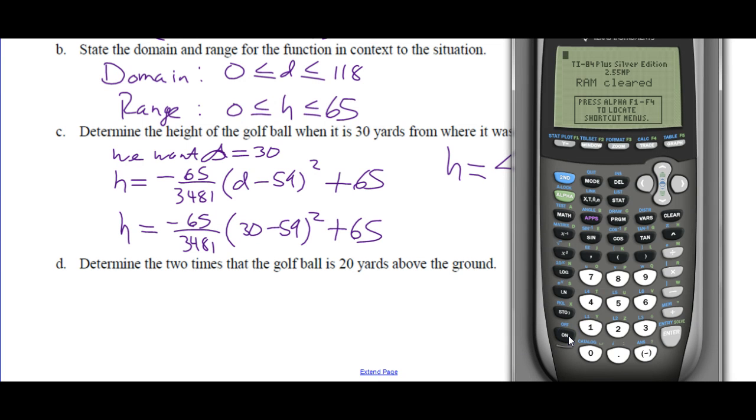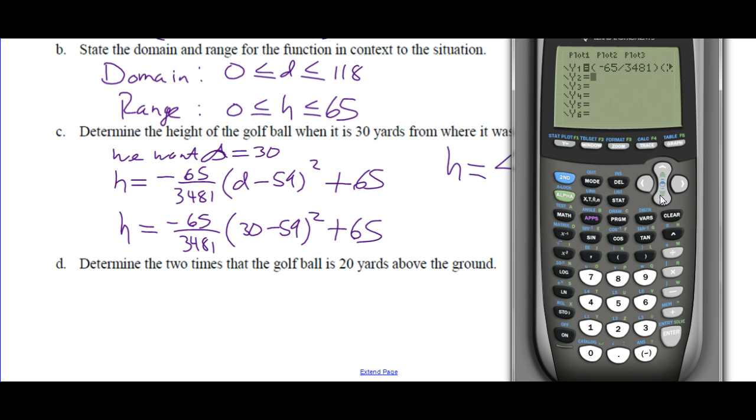Go in, turn this thing on, go to y equals. Okay, I got my equation. So I'm going to put it in. I like to put a bracket around it. So I'm going to go negative 65 divided by 3481, close bracket, right? So that's my a value. Bracket x minus 59 bracket squared plus 65. Okay, so that's what I'm going to put in, right? Bracket negative 65 divided by 3481 bracket, bracket x minus 59, close bracket squared plus 65.